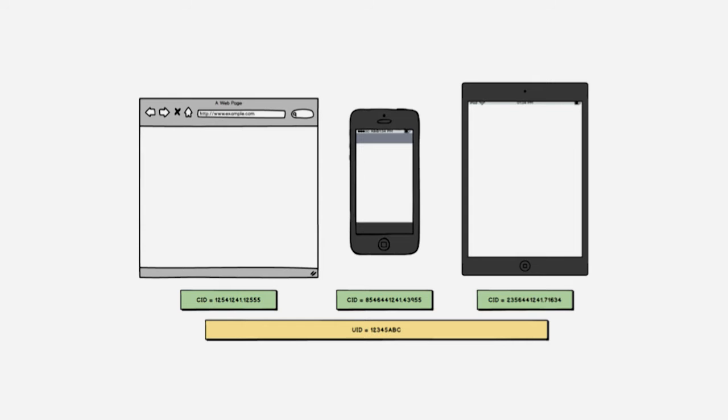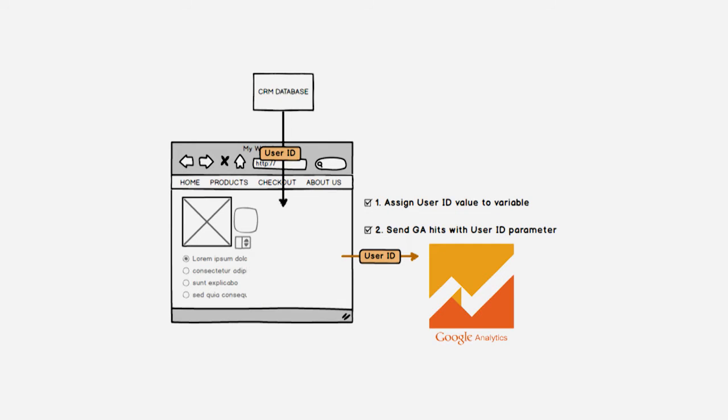So the user ID is the solution that Google Analytics brought in order to solve this problem, to understand the full customer journey. And it's not very hard to do that, but as you probably understand by now, it's really important to have some kind of sign-in in order for you to be able to join those clients together into a user, right?